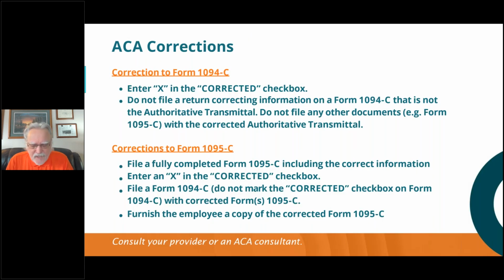So if you just have a 1094 problem, so it has to do with just you, as the employer, your information that you're providing, again, put an X in the corrected box. This is similar to 1099s. There isn't a separate form. It's the same form. You just have to mark it with an X. You just go ahead and file that information.